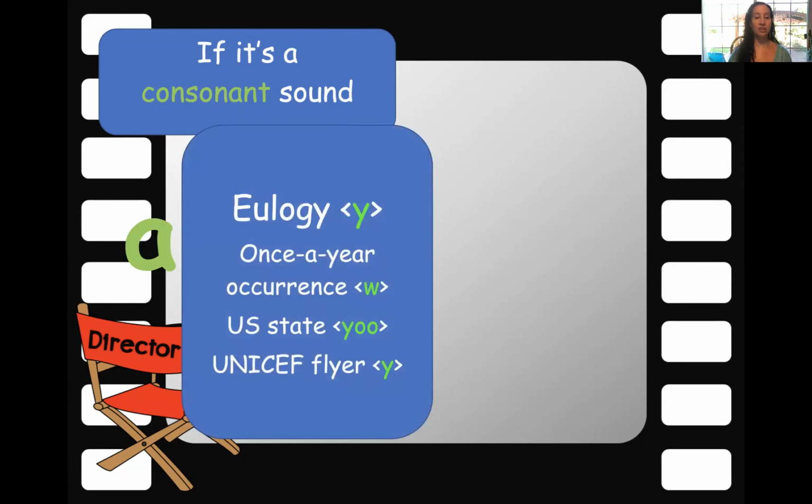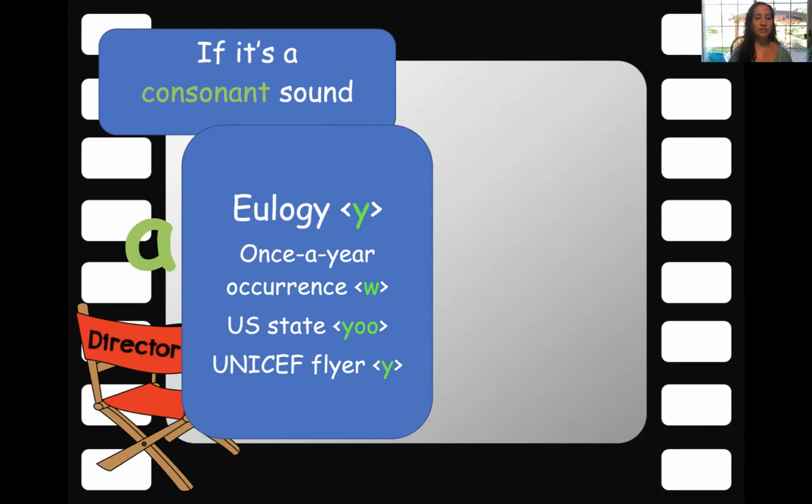A once a year occurrence has a W sound. See, once a year occurrence. That means it only happens one time. It's a one-time event. A US state has a consonant sound. It has a Y sound, or YOO. A UNICEF flyer has a Y sound. See, ya, like yellow, UNICEF, okay?